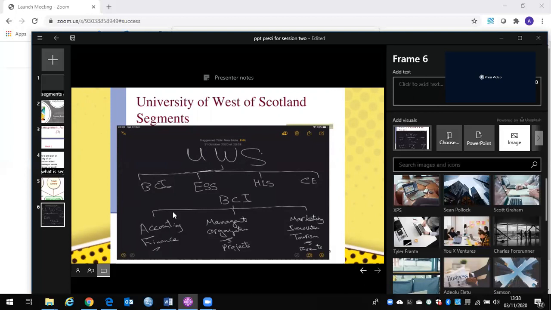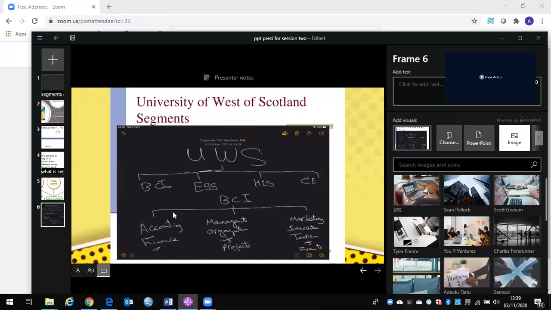Then the 4 schools are the management, because they always discuss everything with all the deans of all schools, and the deans discuss everything with the heads of divisions. In the business school, business and creative industry, we have 4 divisions. So the dean of the business school discusses everything with the heads of divisions, heads of divisions discuss with unit leads, and unit leads discuss with all lecturers. This is how the structure goes under UWS as segments.